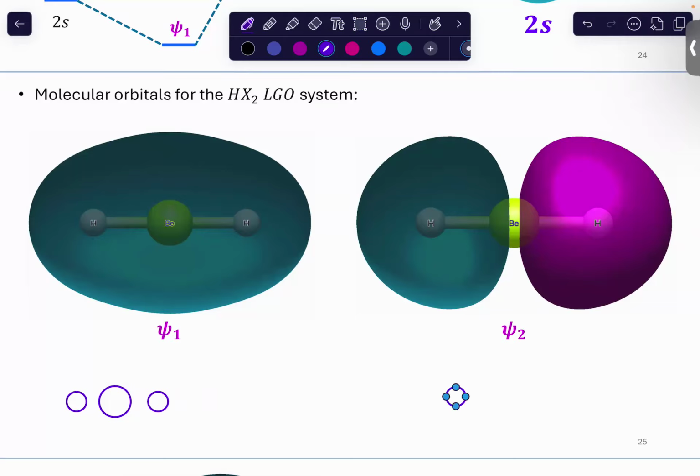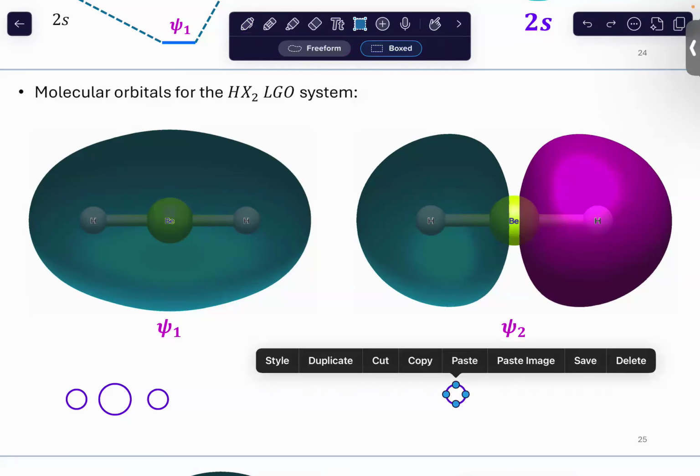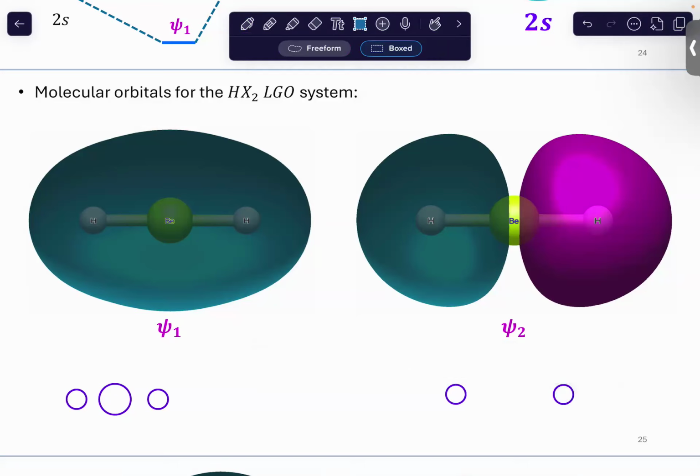So we're going to have an S on this side, an S on this side. So now this one over here is going to be the other phase. So this comes from our LGO2. So then we're going to get our PZ orbital that goes in the middle and lines up.